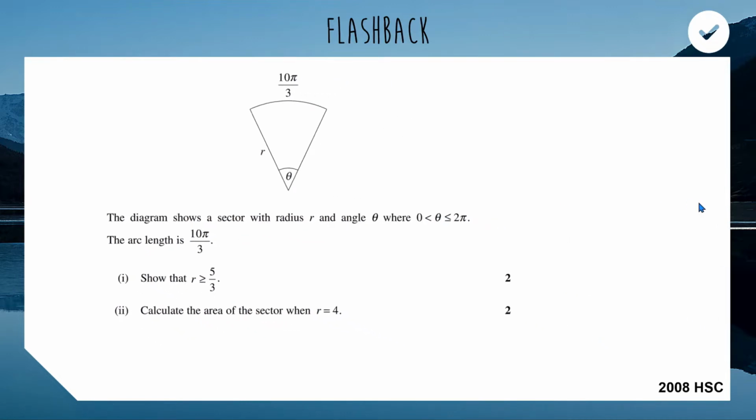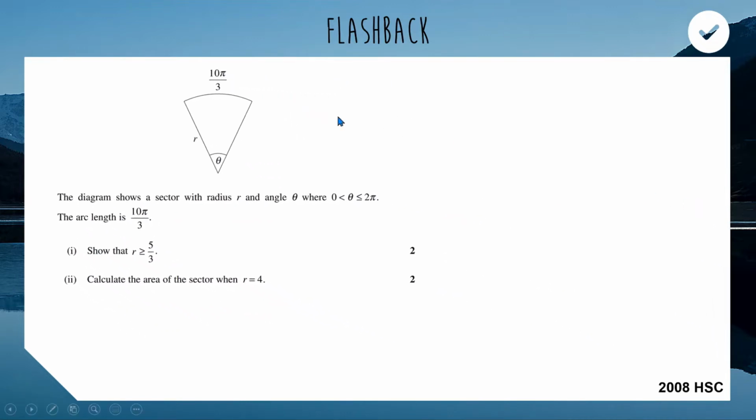Let's make some room. So we have an arc length. A good place to start would probably be with our arc length formula, L equals r theta. Now we know the arc length from the picture is 10 pi on 3. However, we don't know what the radius or the angle is. All we know is that the angle is between 0 and 2 pi.